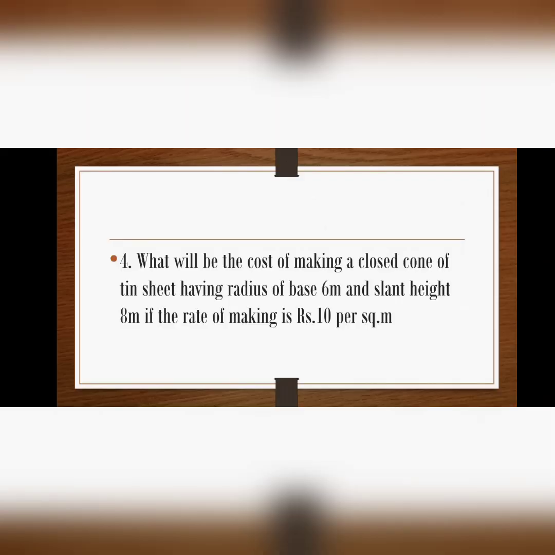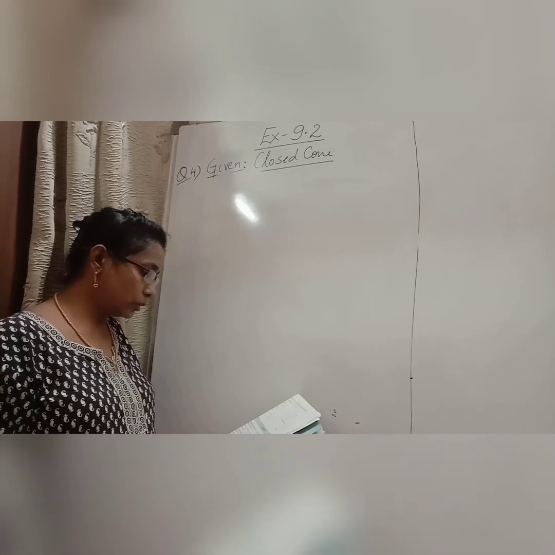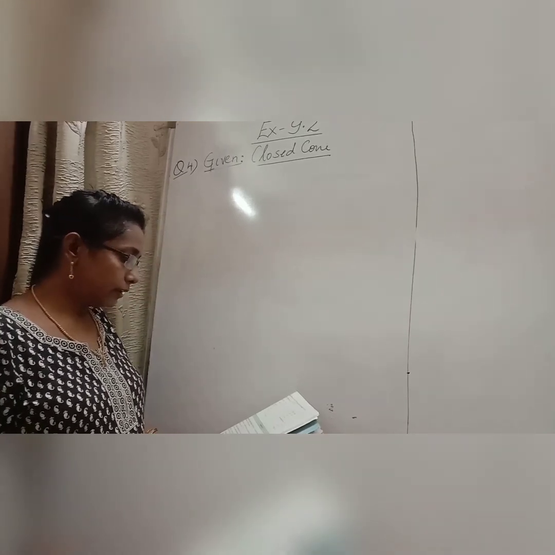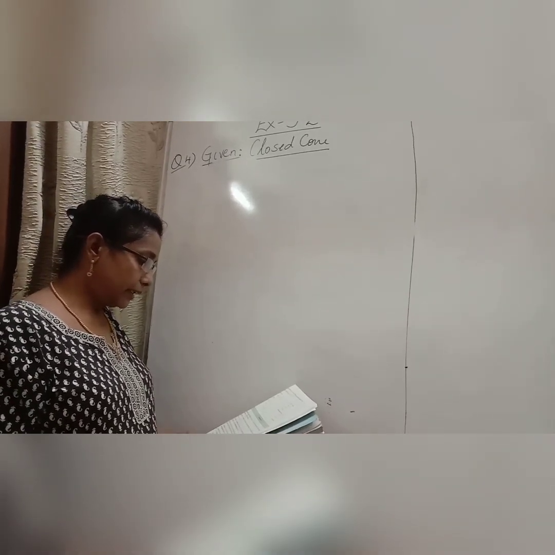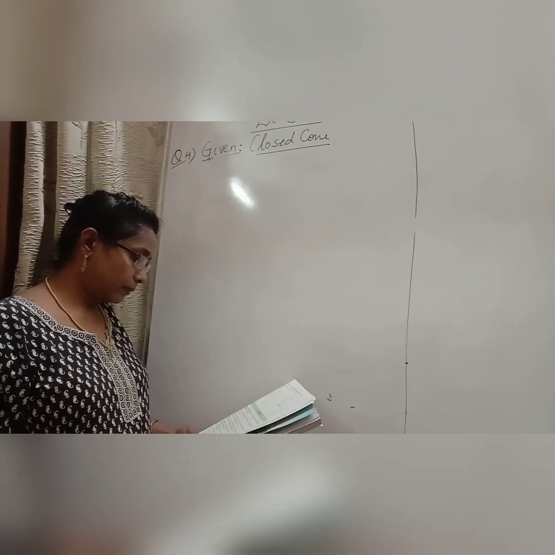Question number 4. What will be the cost of making a closed cone of tin sheet having a radius of base 6 meter and slant height 8 meter if the rate of making is rupees 10 per square meter? Students, in question number 4, it is a closed cone and we have to find the cost of making the closed cone with the tin sheet.